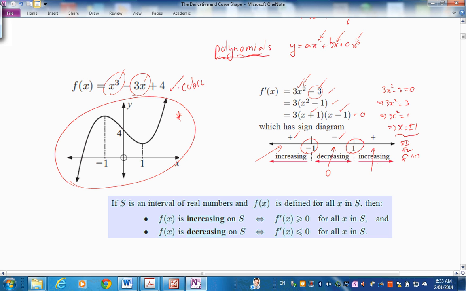Sub in 2 from here, you'll get a positive. So these are the signs of the slope of the tangent, if you wish, or the derivative in those regions. So it's going to go what? Positive, 0, negative. And in this region, negative, 0, positive. Remember those signs on the Cartesian plane.